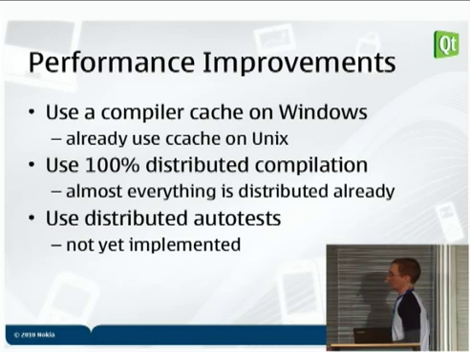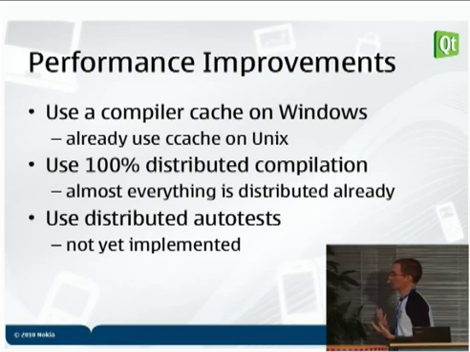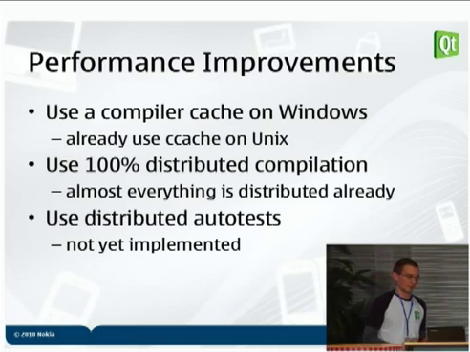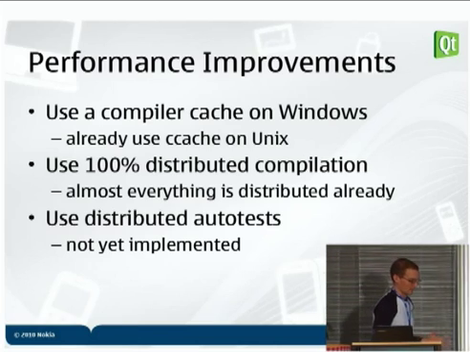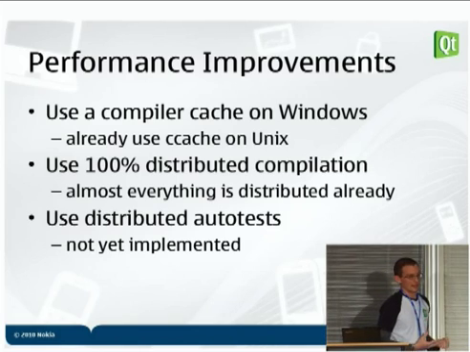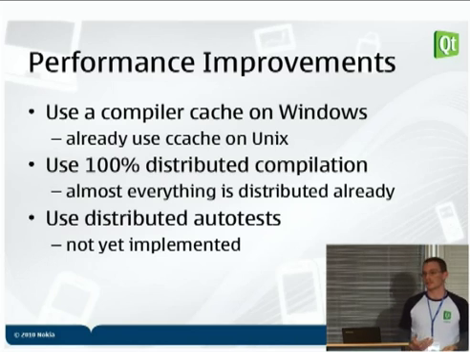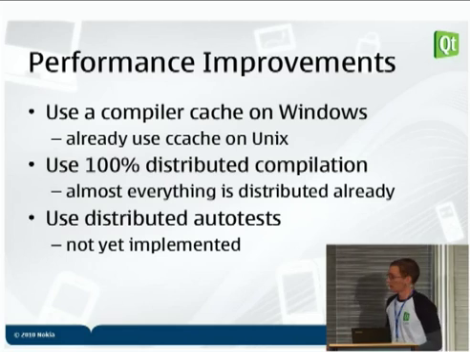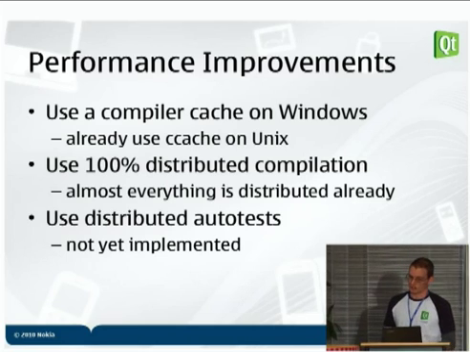Some ideas of what we can do. We could investigate using a compiler cache tool on Windows. So at the moment, we are using Ccache on our Unix platforms. This is a tool that basically intercepts calls to GCC. And if it looks like the source code hasn't changed since the last time you compiled something, it's just retrieved from cache rather than being compiled again. So we're doing that on Unix. It would be nice to do that on Windows as well.